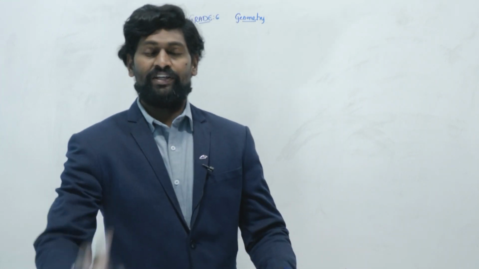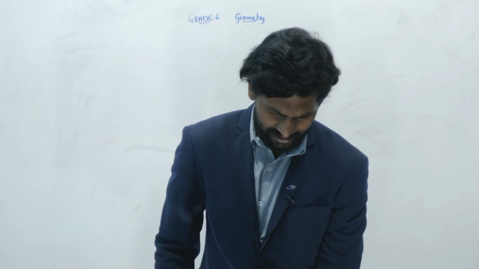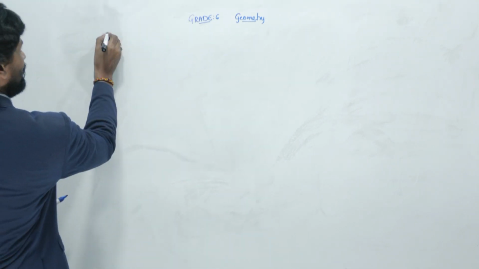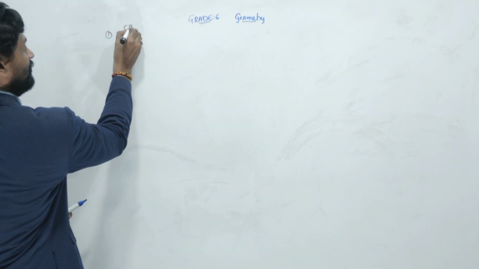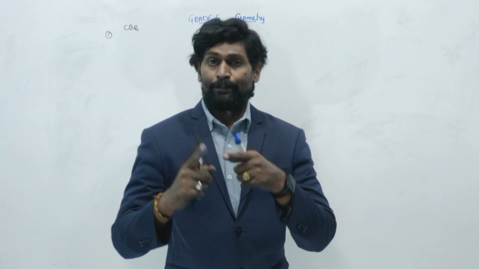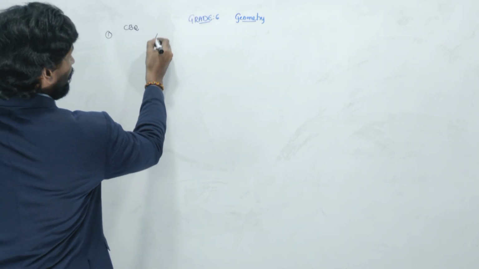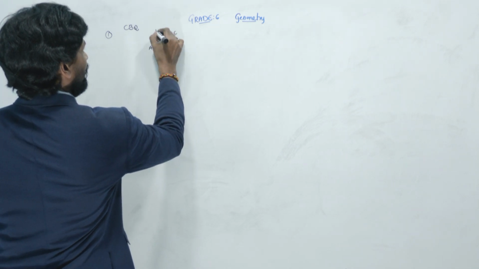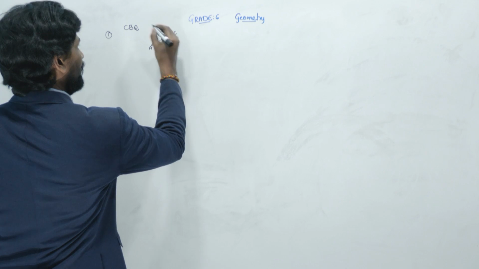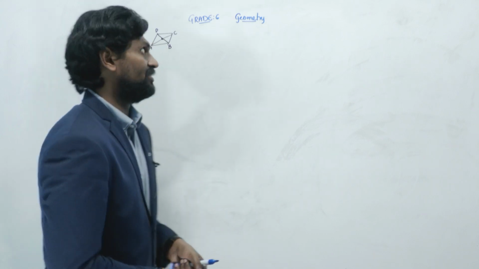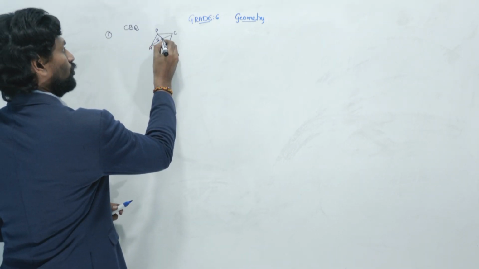Let us see the concept based questions first. The first question: given that ABCD is a parallelogram in which AC and BD are diagonals, intersecting at a point O. Let me draw a rough diagram here. A, B, C, D, with AC and BD intersecting at O, and given OA is 5 centimeters, find the value of OC.